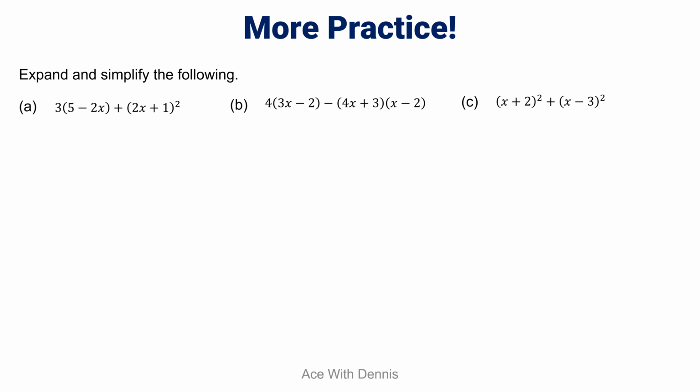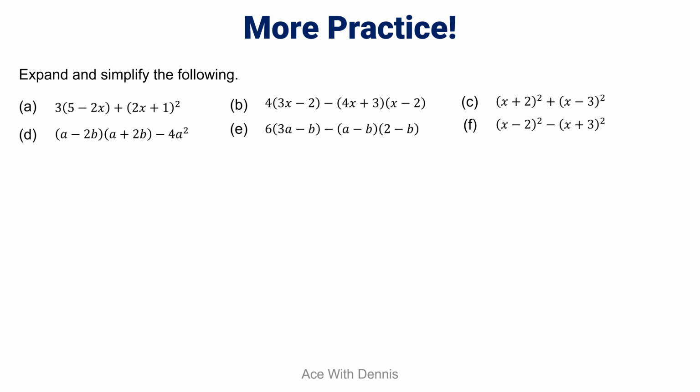C. x plus 2 square plus bracket x minus 3 square. D. Bracket a minus 2b bracket a plus 2b minus 4a square. E. 6 times 3a minus b minus bracket a minus b times 2 minus b. F. x minus 2 square minus bracket x plus 3 square. You can pause the video and try to solve it yourself.